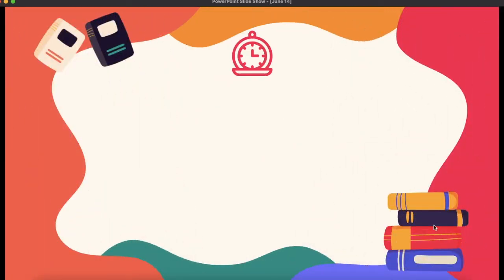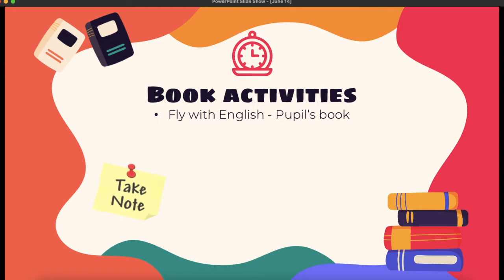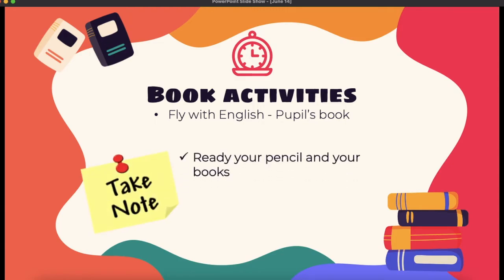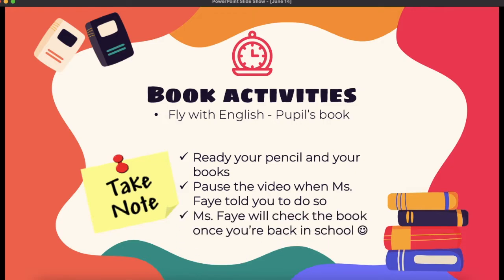Alright, so next is our book activities. Please get your book, Fly with English Pupils book. Let's take note of these things, ready your pencil and your books, before you answer all the things that I'm going to say on the next slide. Pause the video when Miss Faye tells you to do so. Pause means stop. You can stop the video and answer. And then Miss Faye will check the book once you're back in school.